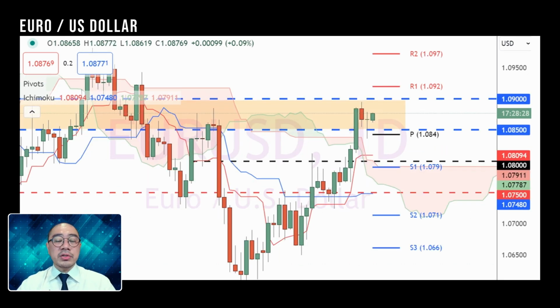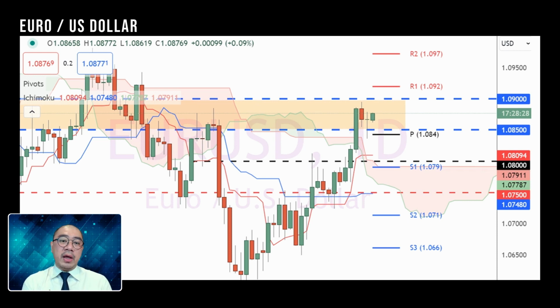All right, next up is the EURUSD. EURUSD, we have also transitioned above the Ichimoku cloud, right? We are still within that 1.0850, 1.09 range. Obviously, we need to clear off 1.09. Now, if we do manage to clear off 1.09, then it opens up a pathway towards 1.1 on the EURUSD.